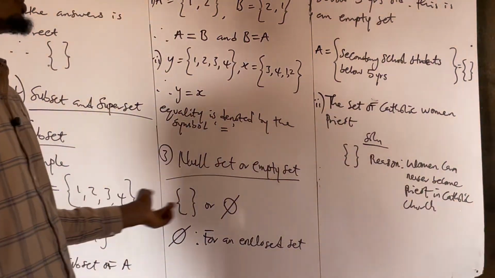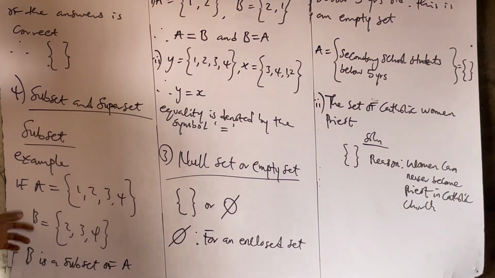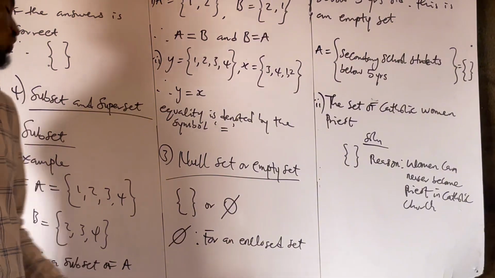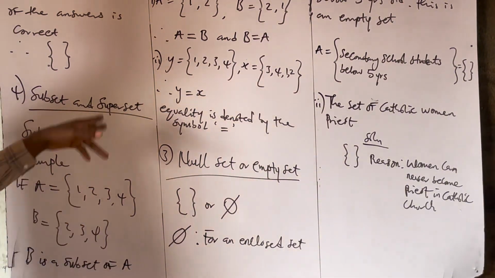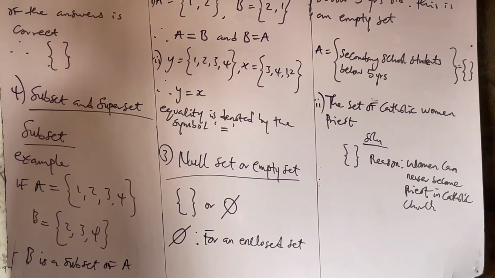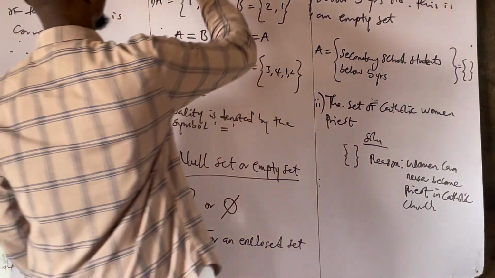So I have 1, 2, 3, 4 in A, and in B I have 2, 3, 4. So 2, 3, 4 is contained in A. That means B is a subset of what? A. Now, let's talk about superset.